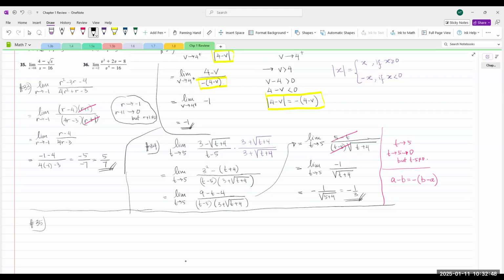That's the thing. Okay, number 35, the limit as s approaches 16 of 4 minus square root of s over s minus 16. So you notice if I replace s by 16, I get 0 over 0. So that's not the right way to do it, right? What I can do, however, is multiply by the conjugate on the top and the bottom. So 4 plus square root of s, 4 plus square root of s on the top and the bottom.